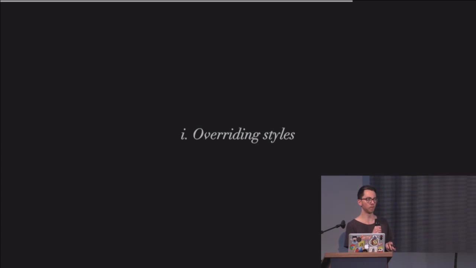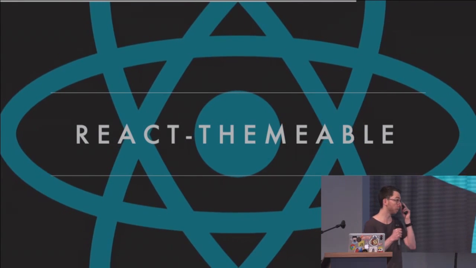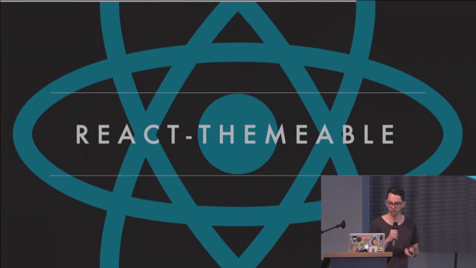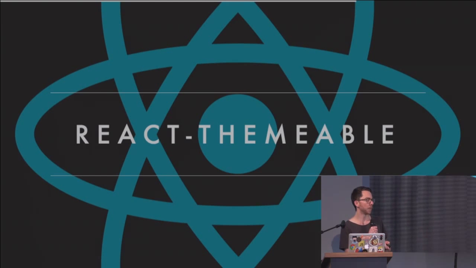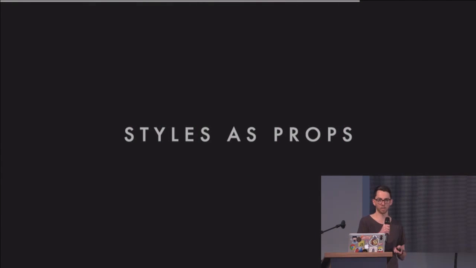The other big problem, and probably the harder problem, one that's keeping me up at night basically, is theming. There are two problems with theming. The first one is around overriding styles, but I actually think this is the problem that already has some good solutions out there. Some of you might already be familiar with a pretty small project of mine called React Themable. And the idea with this project is to try and make it so that styles are just props to components.